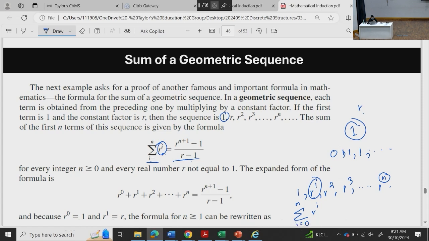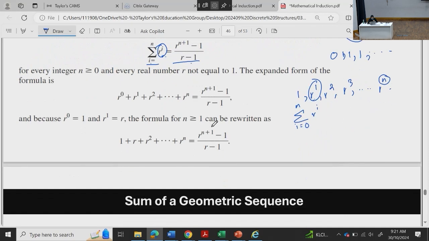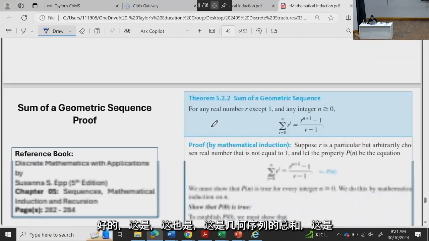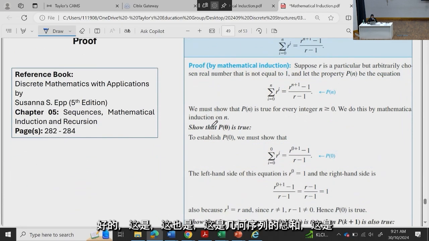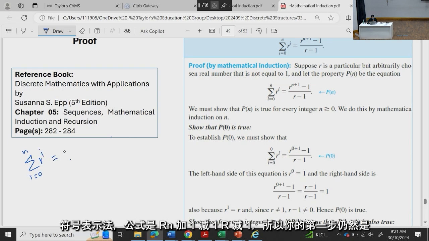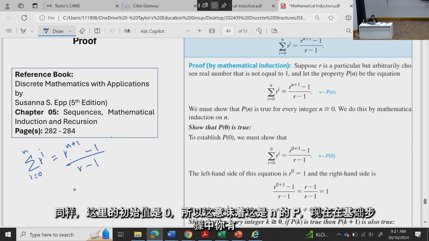For example, this is the sum of a geometric sequence, and this is the notation for that. The formula is r to the n plus 1 minus 1 over r minus 1. So your first step will remain the same. Here the initial value is 0. So it means that this is P of n.